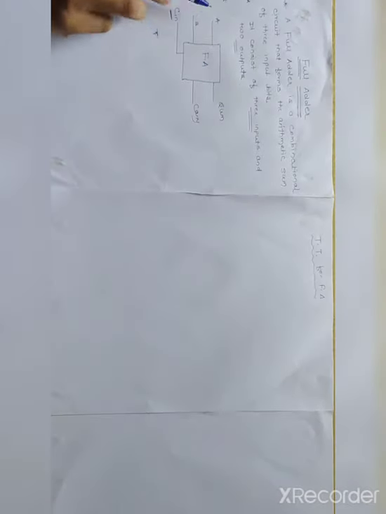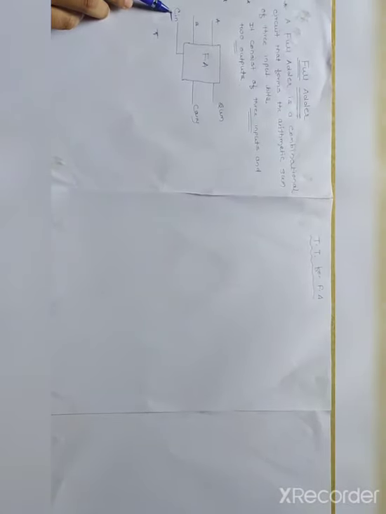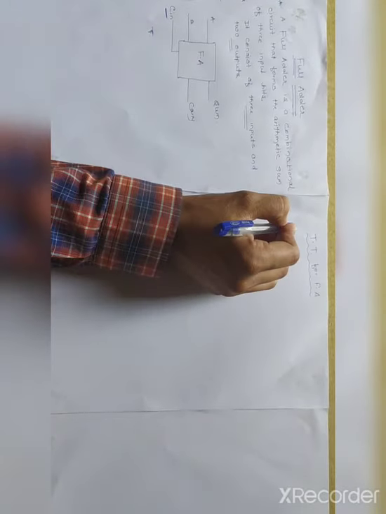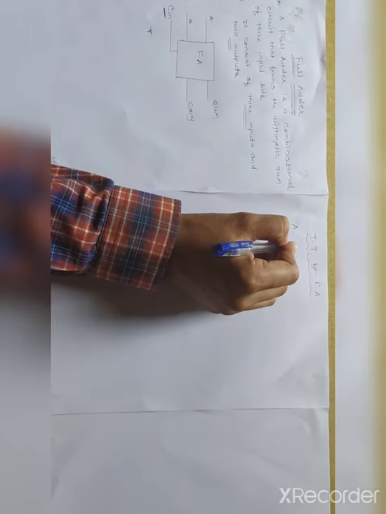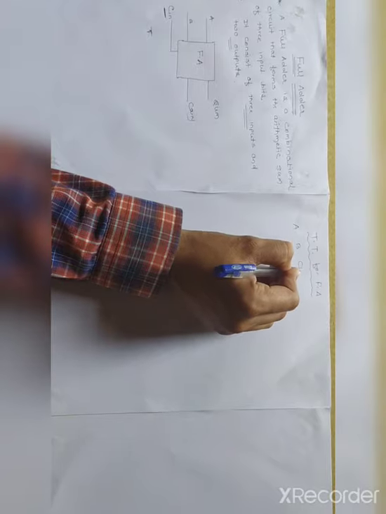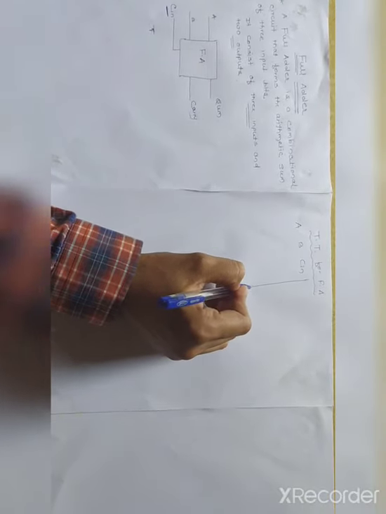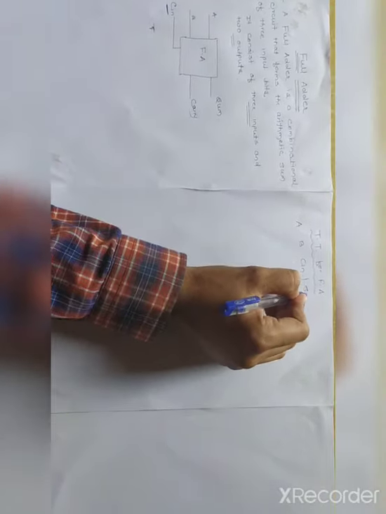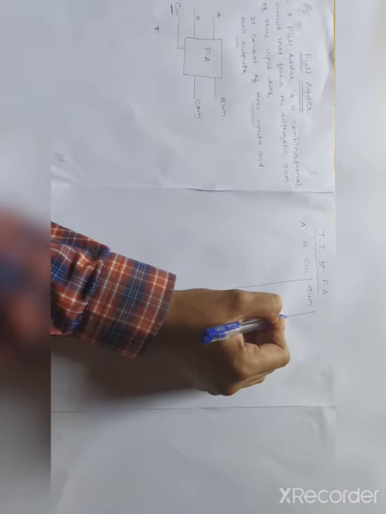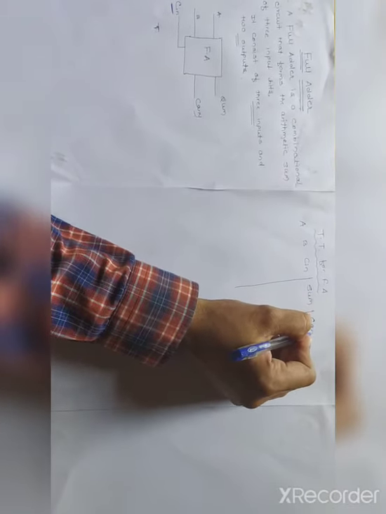Now the truth table consists of 3 inputs, A, B and C in. Here is my A input, this is my B input, and this is my C input. And the outputs are sum and carry.